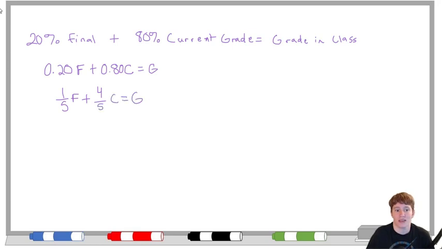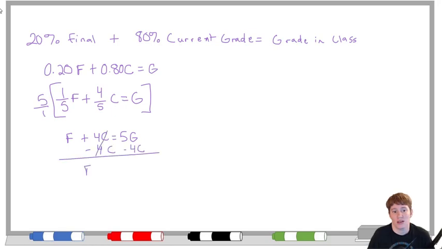And so that's actually what shows us what we can multiply by to get rid of these fractions, which is 5. So our final exam plus 4 times our current grade equals 5 times the grade we want in our class. So then we finally subtract over the 4C, and we get this handy dandy formula.